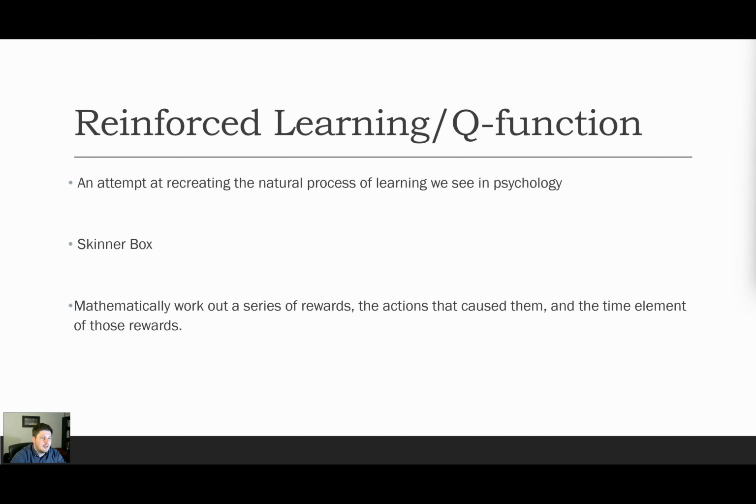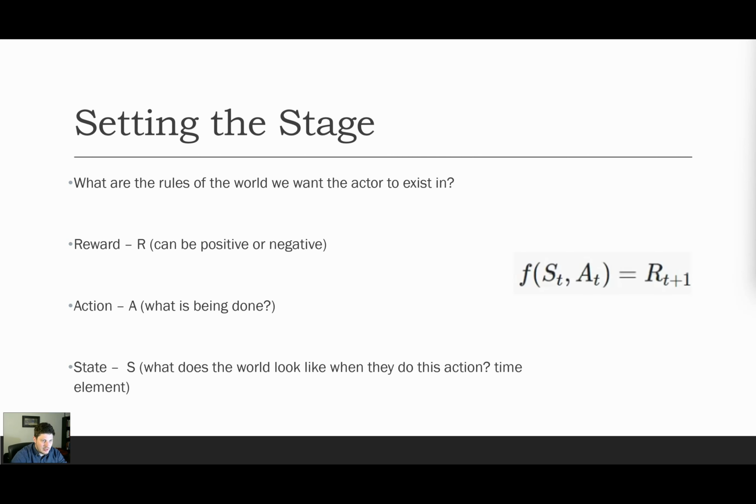It's named after a psychologist named B.F. Skinner, who used the Skinner box to train pigeons to push a button under certain conditions, and that would give the pigeon a reward of food or water. So mathematically, what the Q function and reinforcement learning is trying to do is figure out a series of rewards and the actions that cause them, and then figure out the state or the time elements that are involved with those. So let's set the stage a little bit.